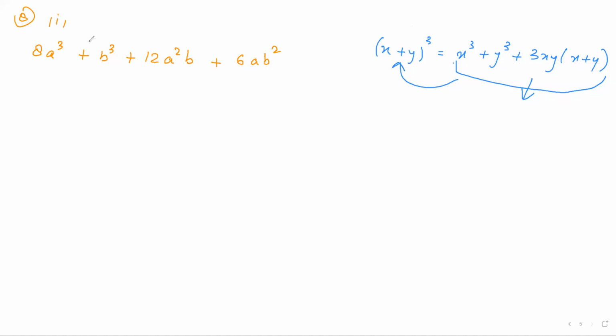So can I write 8a cube, can I write this as 2a whole cube? Any problem? Because 2 cube is 8 and a into a into a is a cube, right? And b cube, I can write b whole cube, okay? Plus, okay.